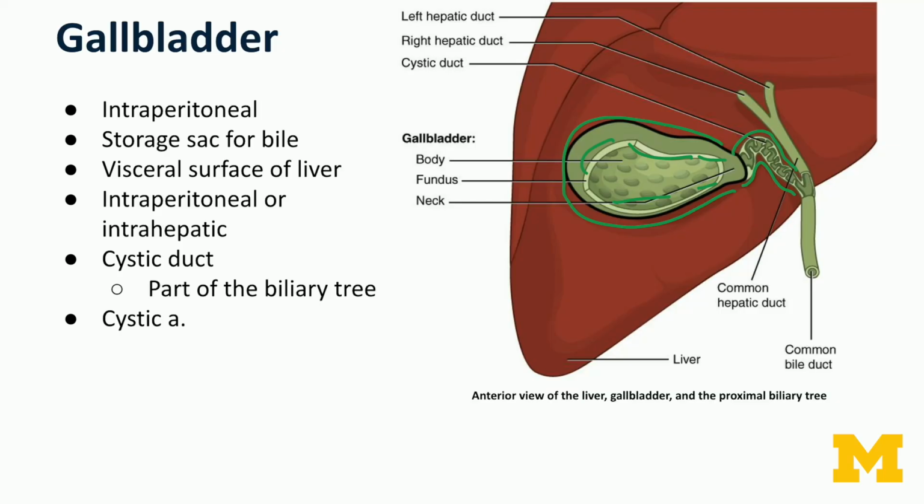We can see the proximal parts of the biliary tree here, these right and left hepatic ducts and this common hepatic duct. And so bile follows this pathway down and then flows retrograde into the gallbladder for storage. The gallbladder is served by the cystic artery.